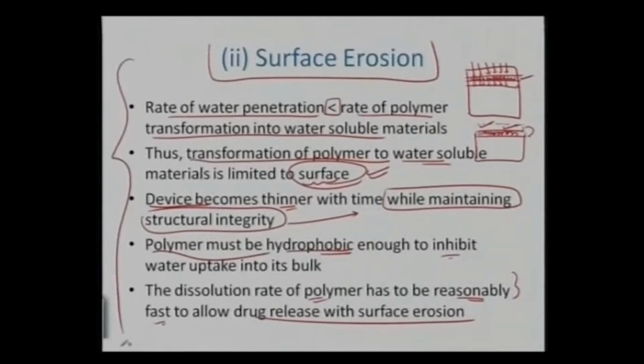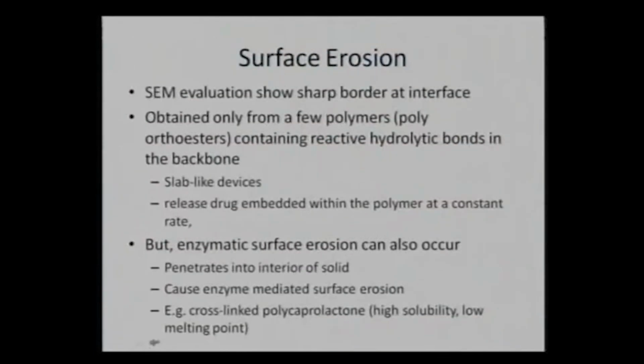So how does it compare with the bulk erosion? That is what is observed here: the SEM evaluation shows a very sharp border at the interface, because once we have water soluble and water insoluble entities, we can see a very sharp interface between the intact polymer and the degraded part. So that is what we can see in the surface erosion.